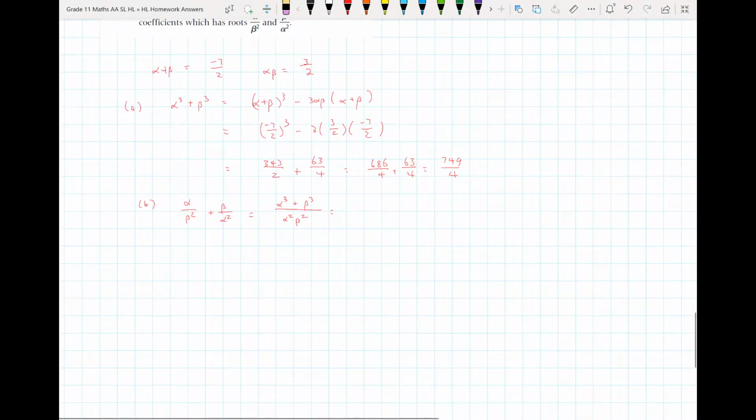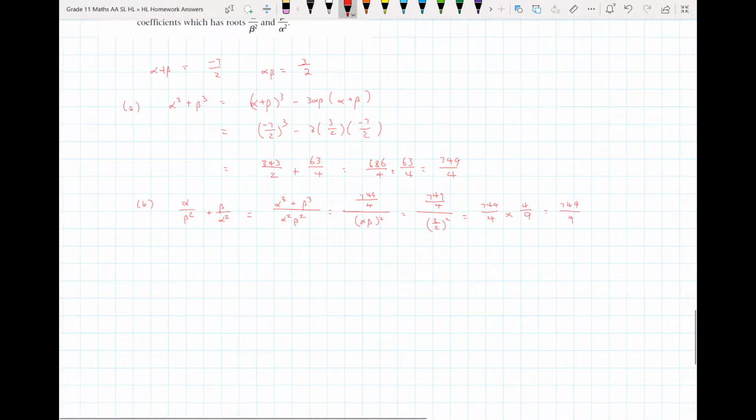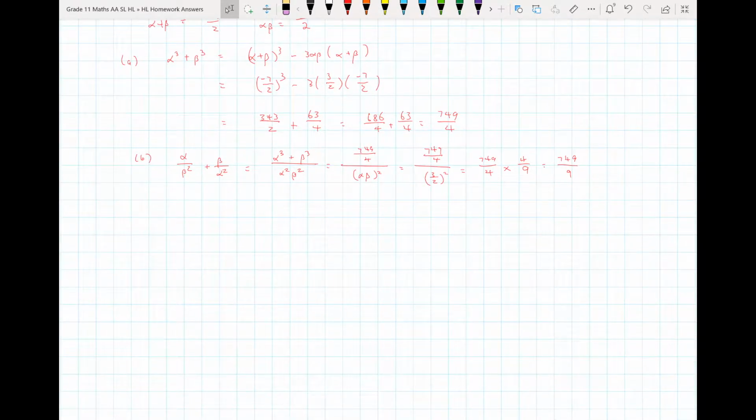So the top part is just what we did in part A. And the bottom part, it looks like that. I'm just going to take the reciprocal of that. And this will be the answer. Okay, it's not divisible by 3, so it's definitely not divisible by 9.